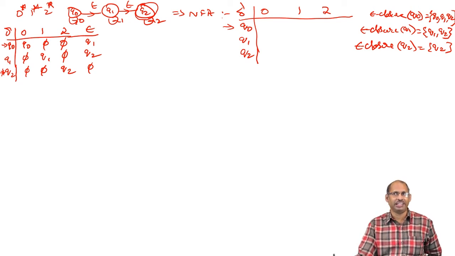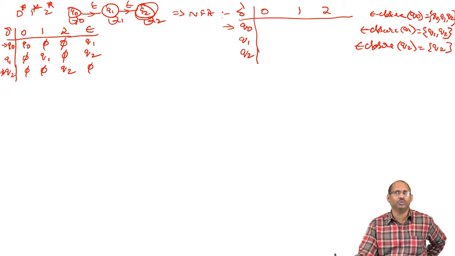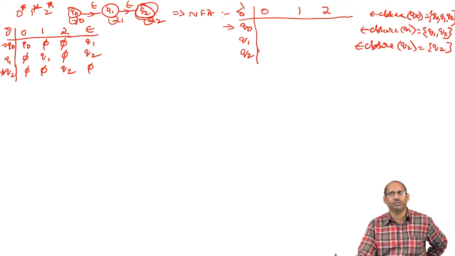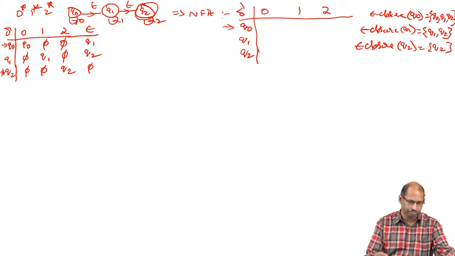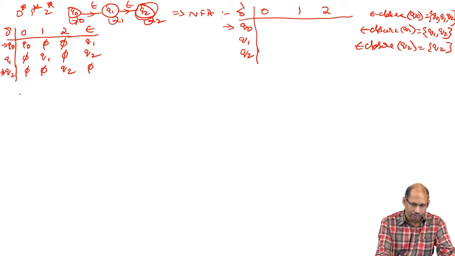Now we have to find the transitions: Q0 on 0, Q0 on 1, Q0 on 2, and Q1 on 0, Q1 on 1, Q1 on 2, then Q2 on 0, Q2 on 1, Q2 on 2. Writing every step in detail. Now, Q0 on 0 is the string transition function of Q0 on 0.